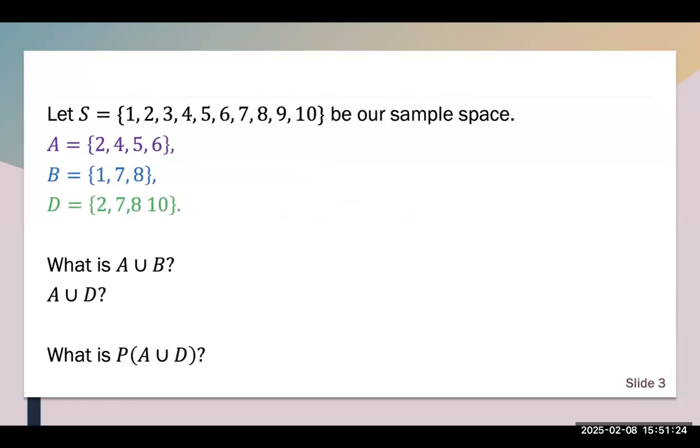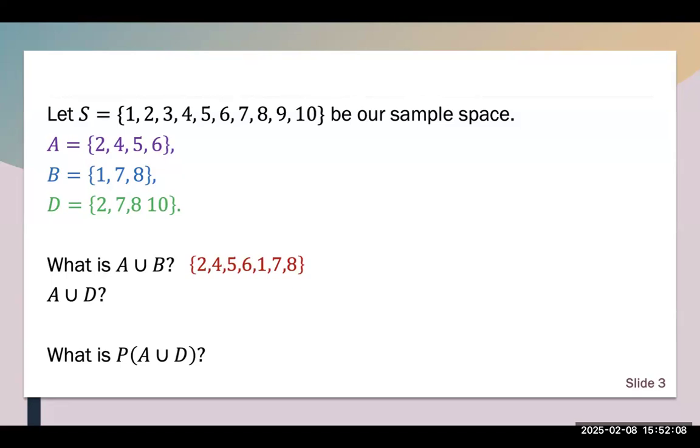Okay, let's say that we have this set, the set of numbers 1 through 10. That's our sample space. And allow A to be the set of numbers 2, 4, 5, 6, B to be the set 1, 7, 8, and D to be the set 2, 7, 8, 10. What is A or B? Can we write it as a set? So take a second and see if you can find the set A or B. So this is the set A or B. It's the numbers 2, 4, 5, 6, 1, 7, 8. So the word or just means that we're joining the 2 sets together.